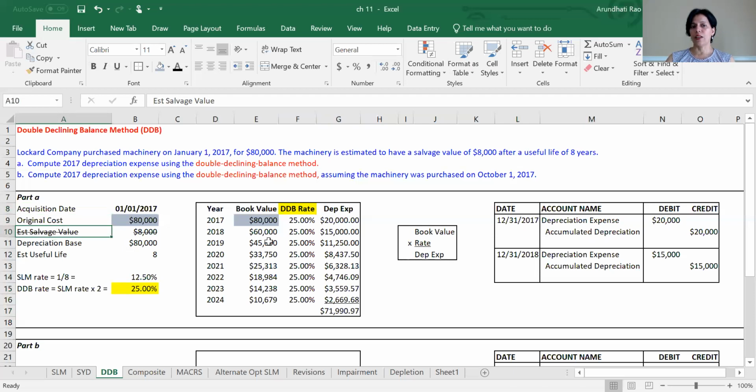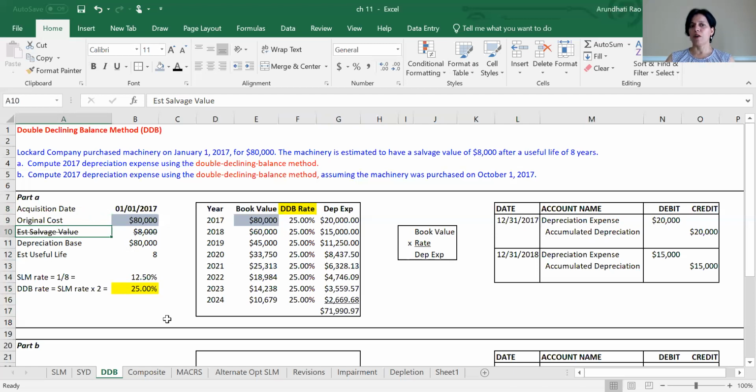Ignore the salvage value as you start the problem. Salvage value is taken into account only at the end. You want to depreciate the asset down to its salvage value. So in the last year, you will make an adjustment so that this number becomes 72,000.